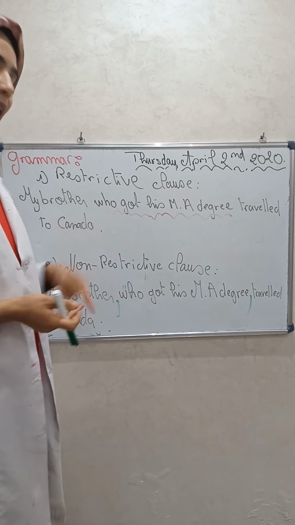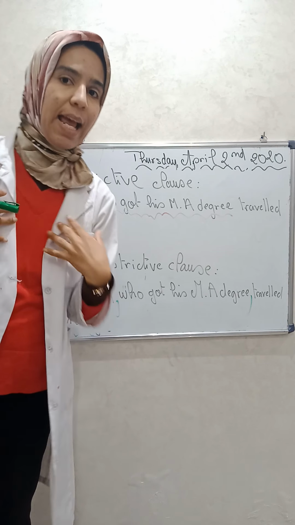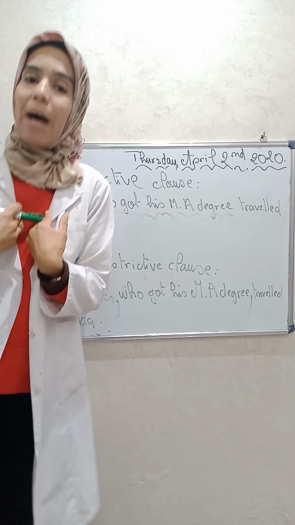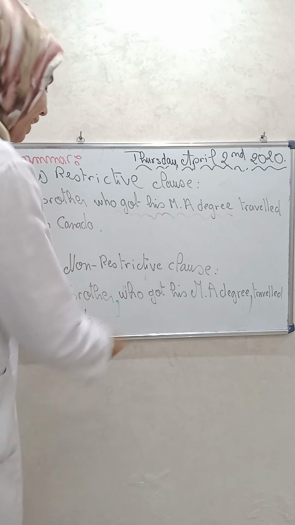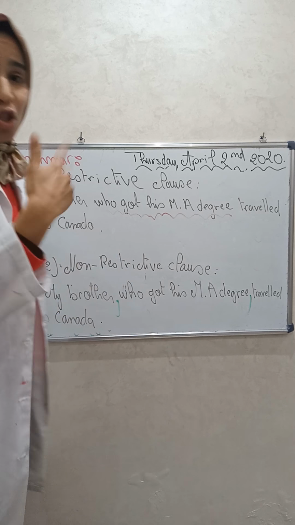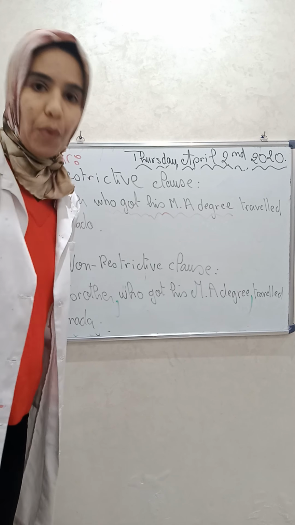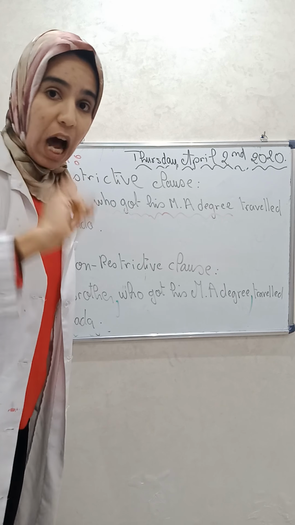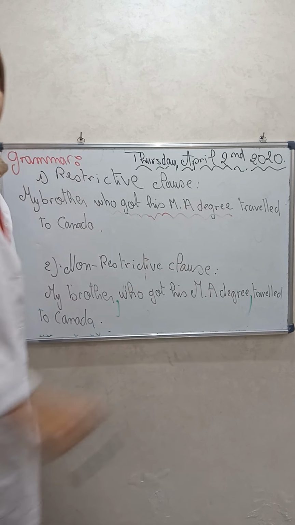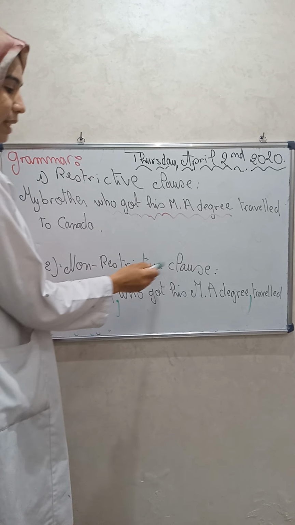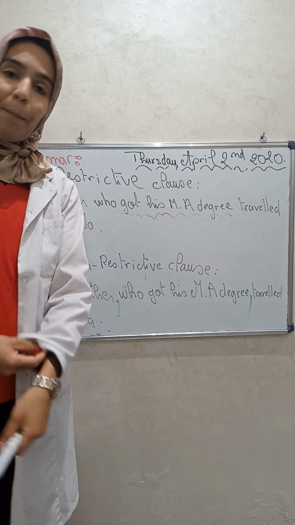But supposing here I've got only one brother, and everybody in my neighborhood knows that I have only one brother, and then I tell you my brother who had his MA degree traveled to Canada. Of course, this piece of information is going to be subordinate. It's going to be extra and unnecessary, not important. If the information is not important, we need to put the commas, and if we put the commas, we call it a non-restrictive clause.